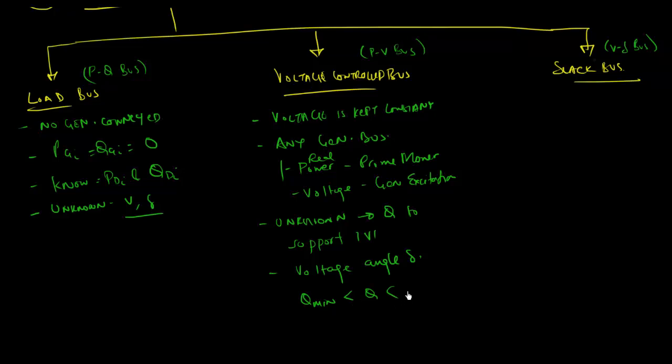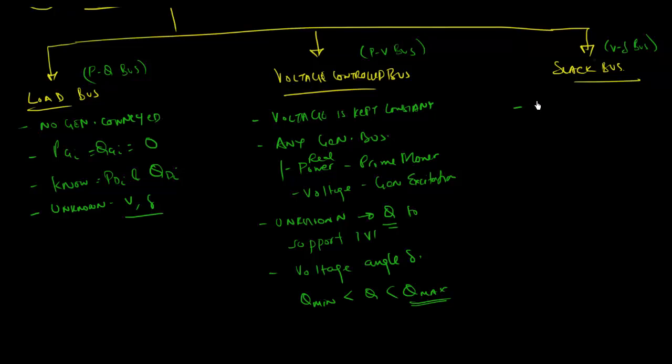Now of course there is a special case where every generator has a Q min and a Q max. So this Q that's changing to support this voltage has to be between Q min and Q max. For example, if the generator has reached its maximum Q, then that generator bus, the voltage would be allowed to vary, and you would know the P and the Q, and it will become a PQ bus. But that's a special case. In general, a generator bus is a voltage controlled bus, so it's a PV bus.